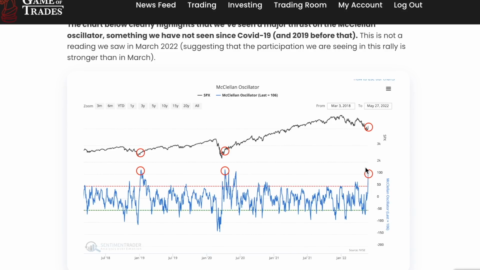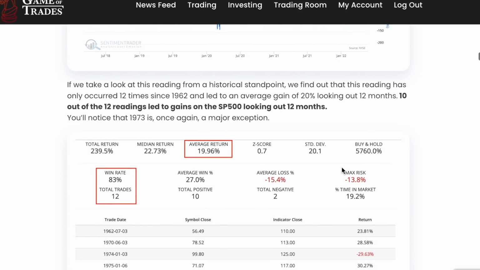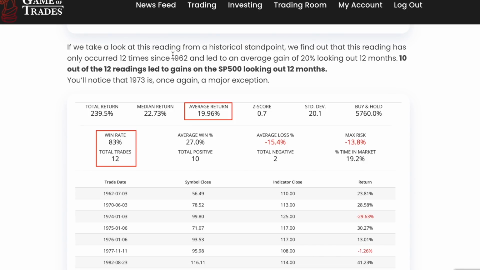And so you can see here, why we're looking at this right now is that we've had a very, very impulsive reading. And this is a lot stronger than what we saw in March, and a lot more similar to what we saw at the beginning of the rally in 2020 and at the beginning of the rally in 2019. In fact, we took a look at the historical context of this, and going back to 1962, it only occurred 12 times, and 10 out of those 12 times it led to gains on the S&P 500 looking out 12 months with an average return of 20%. Right, so these are crazy, crazy numbers. 20% in 12 months, a win rate of 10 out of 12.